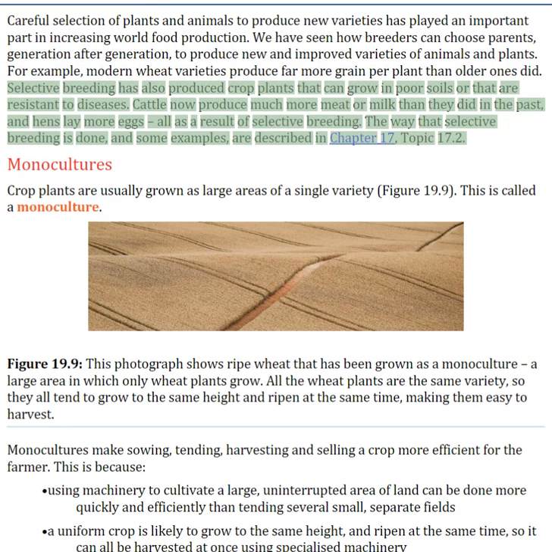Selective breeding has also produced crop plants that can grow in poor soils or that are resistant to diseases. Cattle now produce much more meat or milk than they did in the past, and hens lay more eggs, all as a result of selective breeding. The way that selective breeding is done, and some examples, are described in Chapter 17, Topic 17.2.